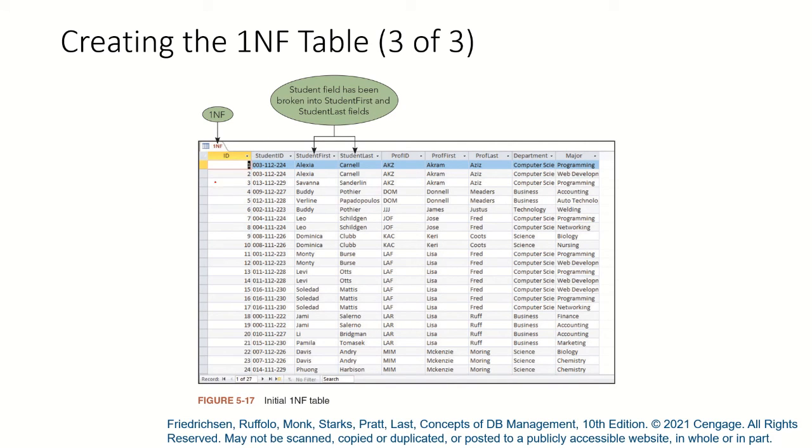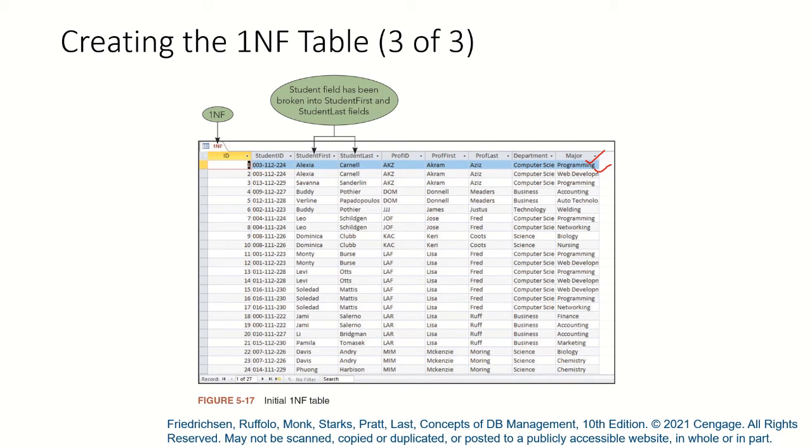So the result, ultimately, the first normal table is shown here. You can see here you have the student ID. The student field has been broken into student first and student last fields, and you can see that each record contains only one measure here. Basically each column shows a unique value. So this is in the first normal form.